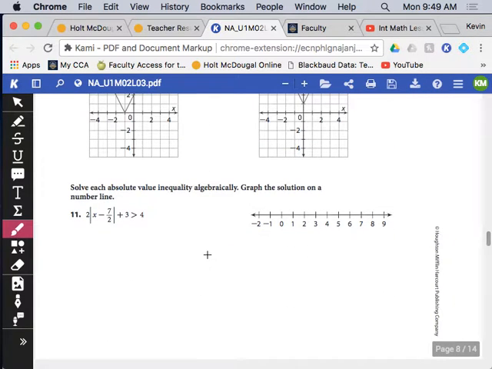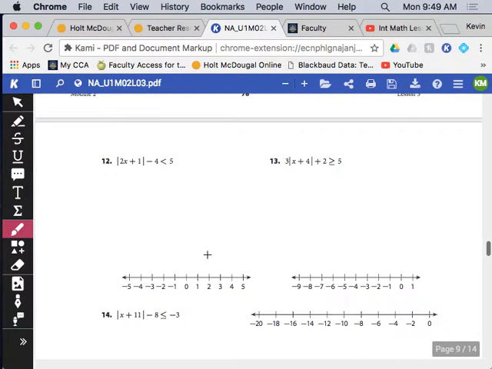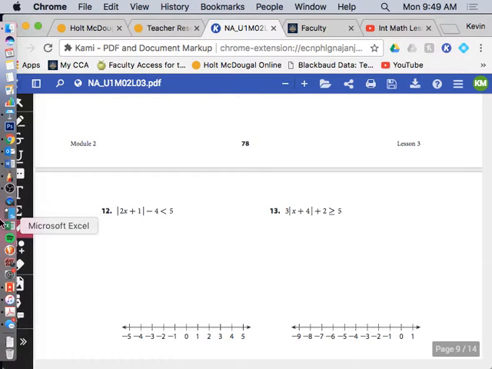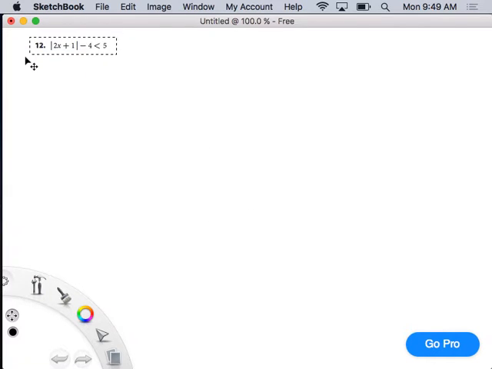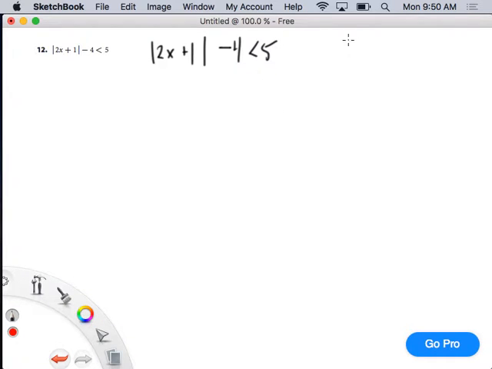So let's do number 12 on page 79. So here you can tell it's a little bit more involved. So let's go ahead and do this one. I'm going to rewrite it here. Absolute value of 2x plus 1 minus 4 is less than 5. Remember, our steps here are isolate, rewrite, solve. Okay, so our first step is to isolate.